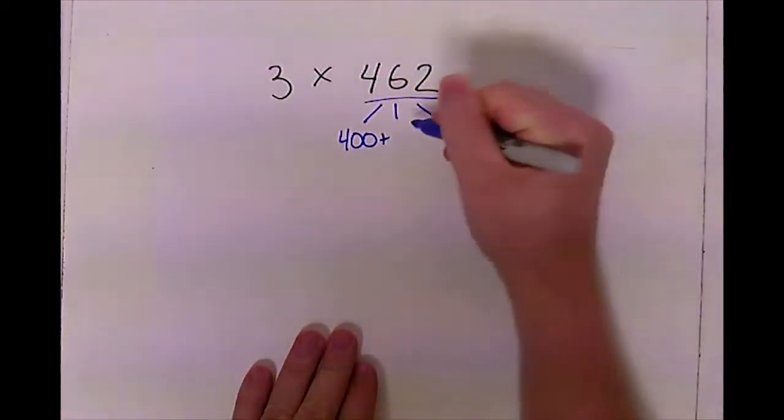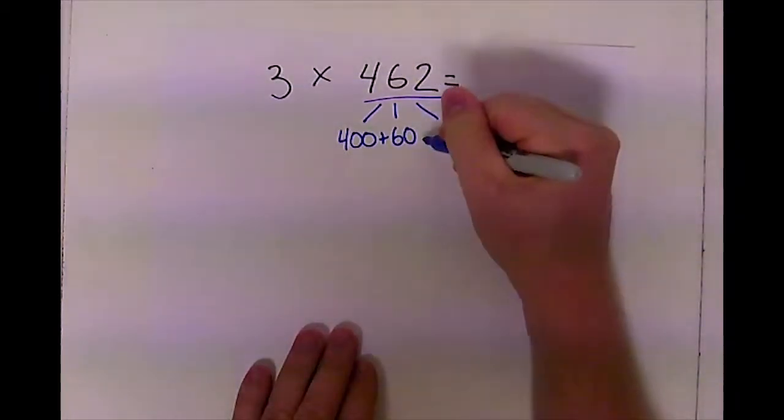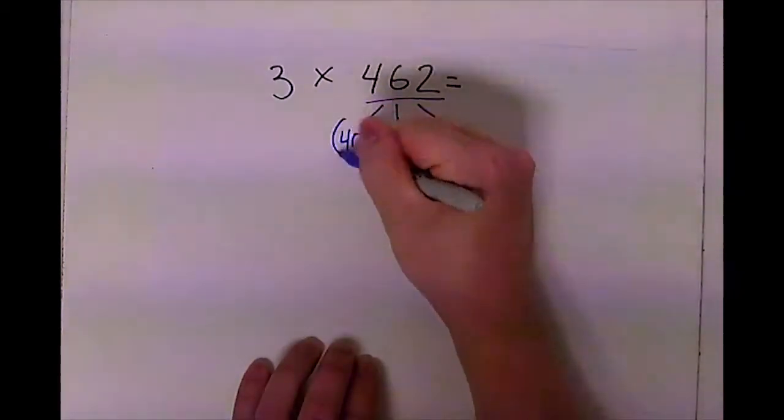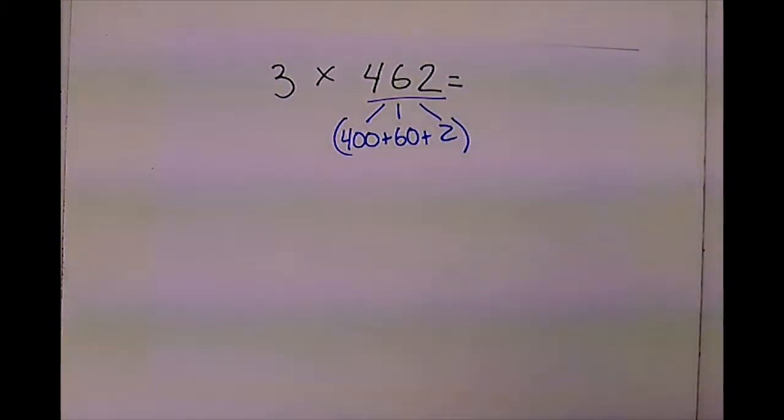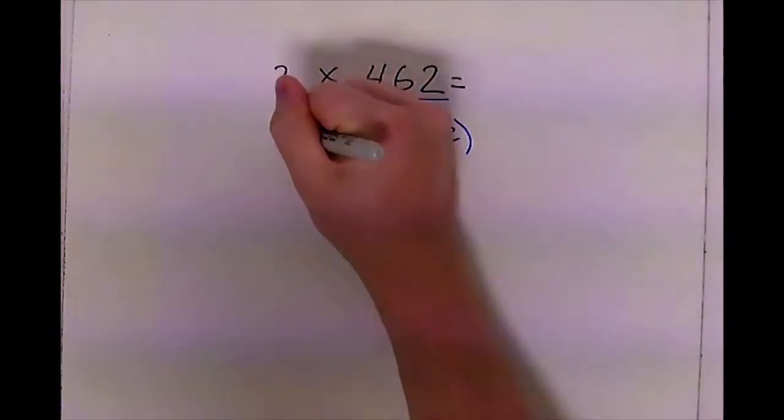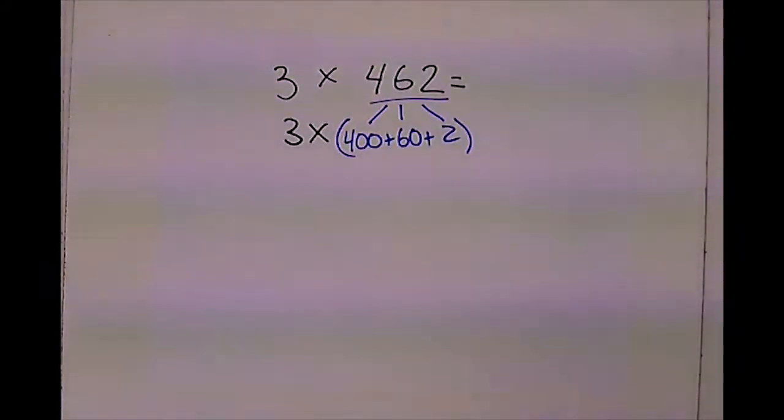So that's 400 plus 60, because it's 6 tens, plus 2. And I'm going to put that in parentheses because 462 is the same as 462. So the next thing that I'm going to do is just bring my 3 straight down. So it's 3 times 462.